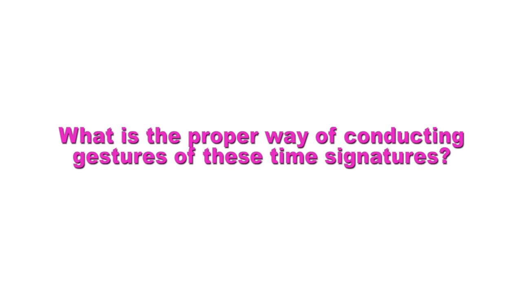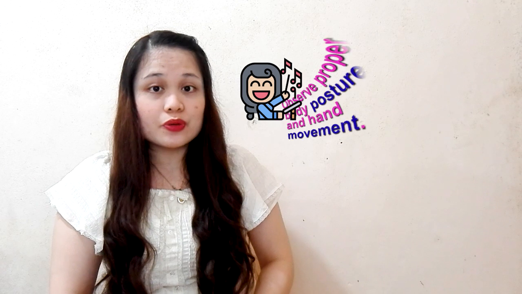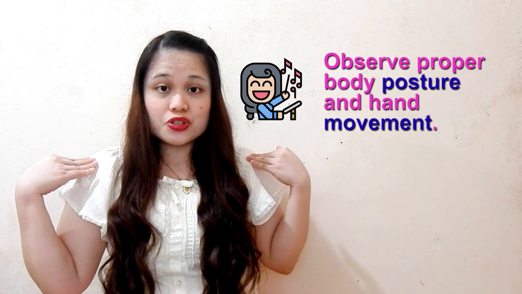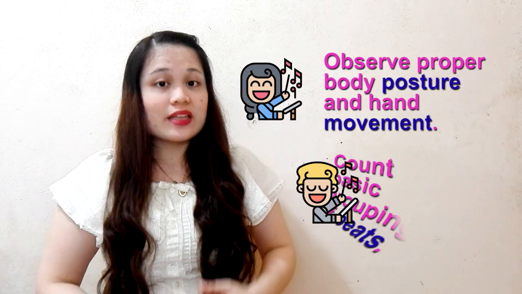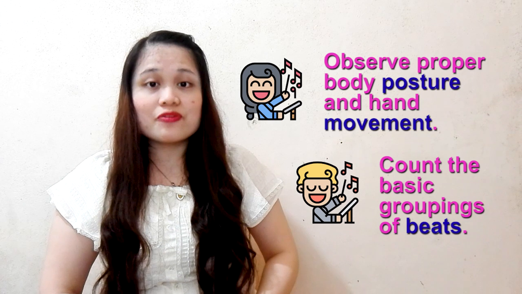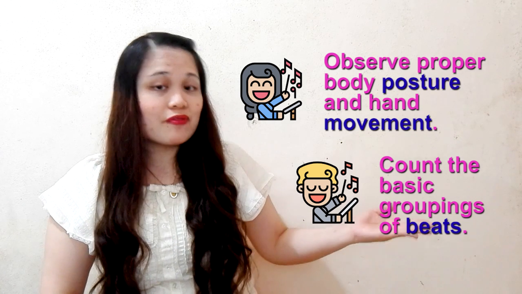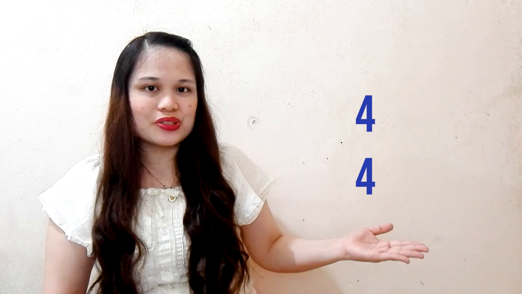What is the proper way of conducting gestures of these time signatures? The proper way of conducting these different gestures starts by observing proper body posture and hand movement and counting the basic groupings of beats. Here are the different patterns: 2/4 time signature, 3/4 time signature, and 4/4 time signature.